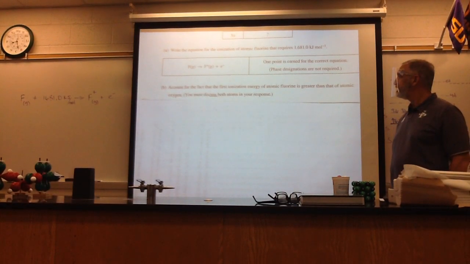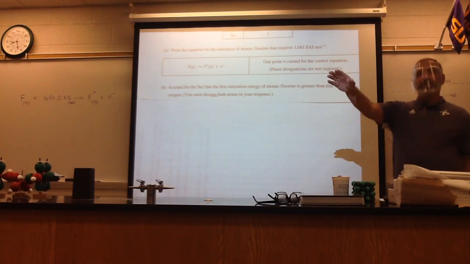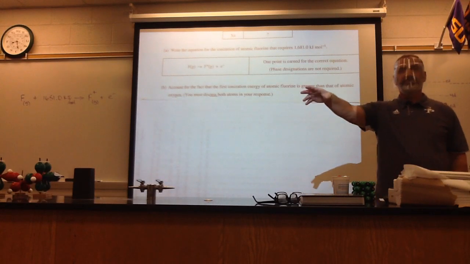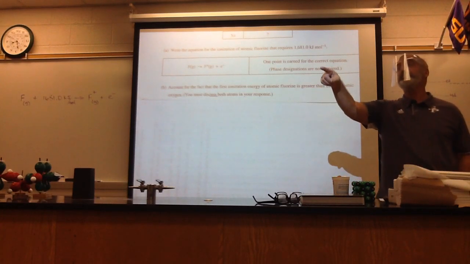I said the ionization energy of fluorine compared to oxygen is greater because fluorine has one more proton. This proton leads to electrons being held more tightly, which increases stability. Okay? 90% correct. You didn't say anything wrong.